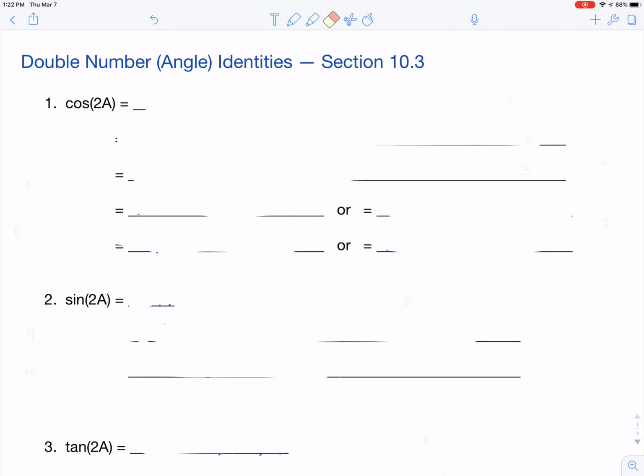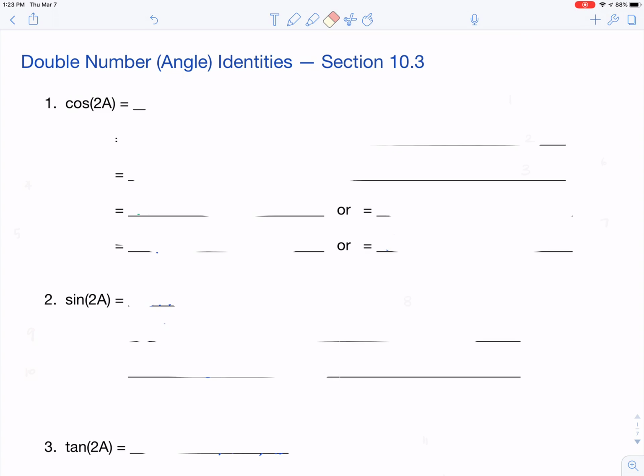Hey folks, I'd like to talk about the double angle identities, also known as the double number identities. We've touched on these a couple times in previous sections, so this isn't going to be brand new, but at this point we'll start using these double angle identities. The first one I'd like to look at is the cosine of double A, or 2 times A.